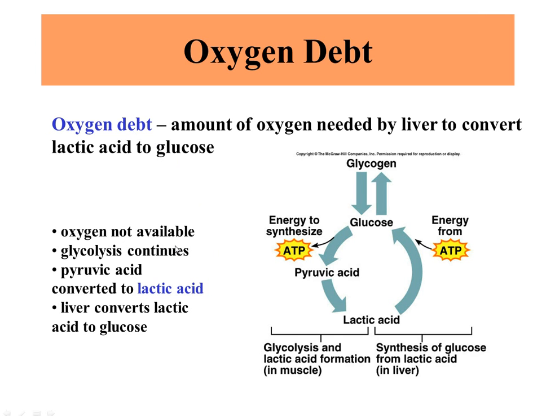Glycolysis continues. Remember, glycolysis is anaerobic. It's without oxygen, occurs in the cytosol, not the mitochondria. Pyruvic acid is converted to lactic acid because oxygen is not available. The liver converts the lactic acid to glucose. But if you have a whole lot of lactic acid, it can cause a pH problem, and the liver will not be able to convert all of it back to glucose. So lactic acid can be turned back to glucose, and glycogen back to glucose, to be used to make more ATP.